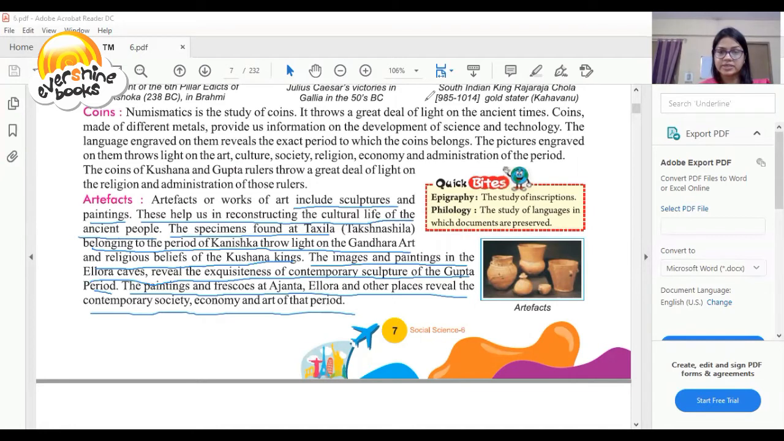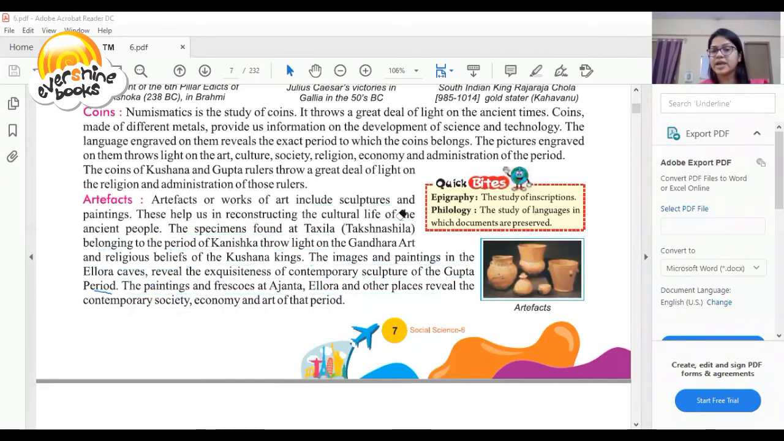So, let's understand the quick bites. What is epigraphy? This is a very important question that you should know. The study of inscriptions is called epigraphy. What is philology? Philology is the study of language in which documents are preserved. It's called philology.